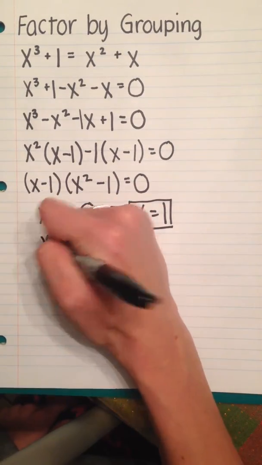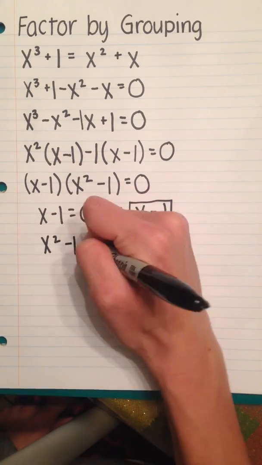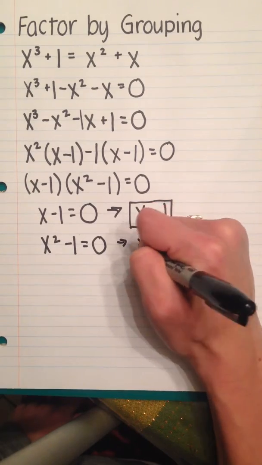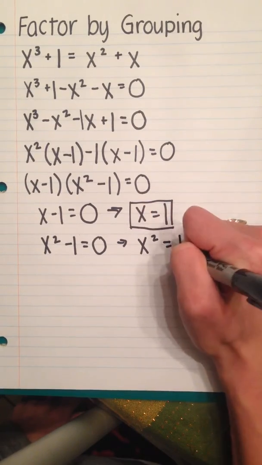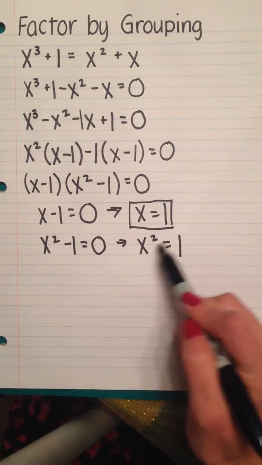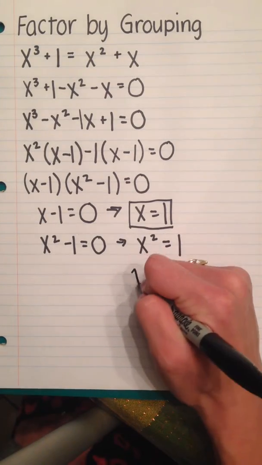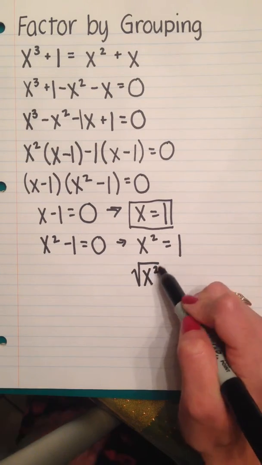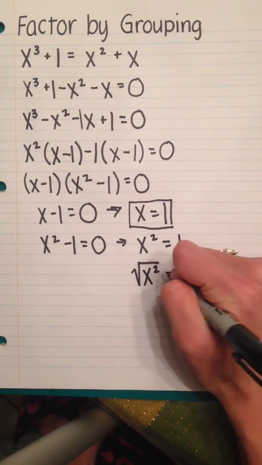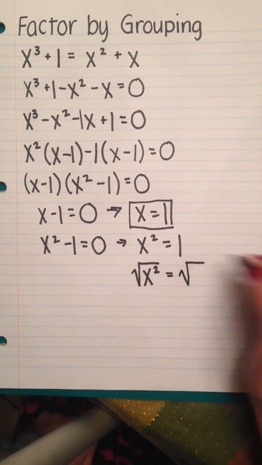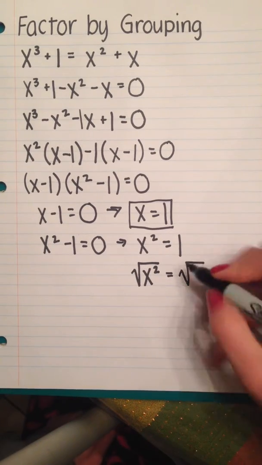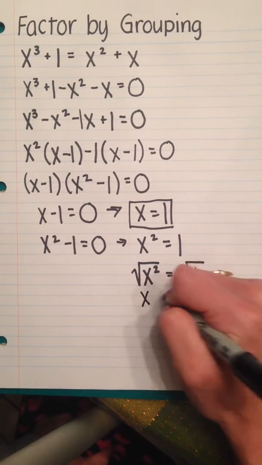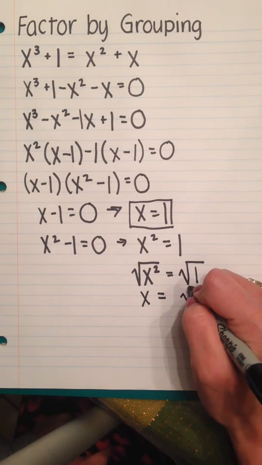Let's do the same thing with the second term. We have x squared minus 1 equals 0. Adding 1 to both sides leaves us with x squared equals 1. Now to get rid of this squared, all we would do is take the square root of it, because the square root of x squared is simply x, and that's what we want. Whatever we do to one side, we have to do to the other side, so take the square root of 1. So we're left here with x equals square root of 1.